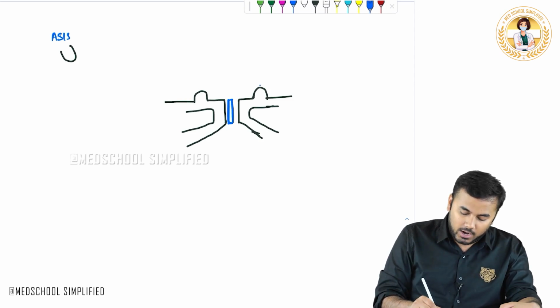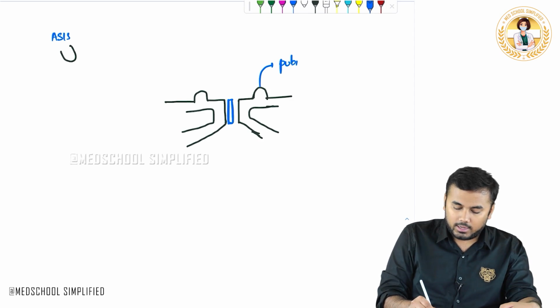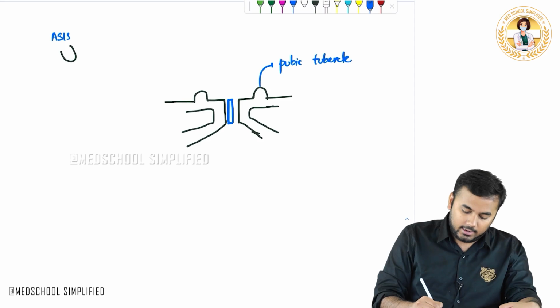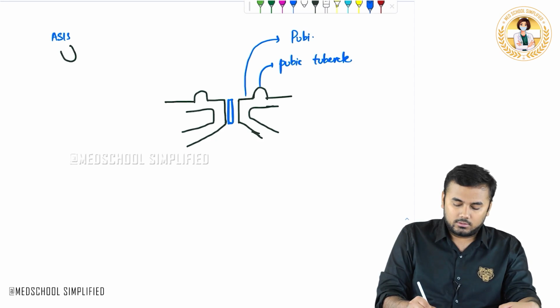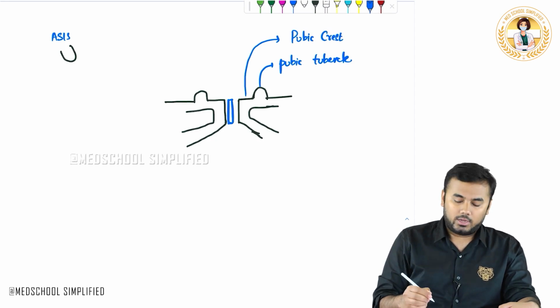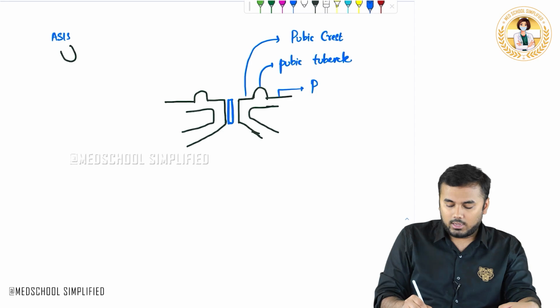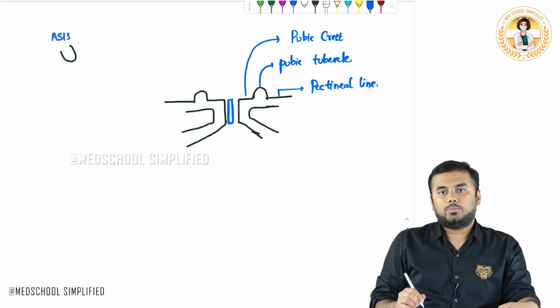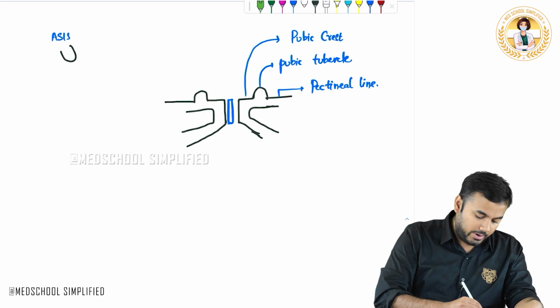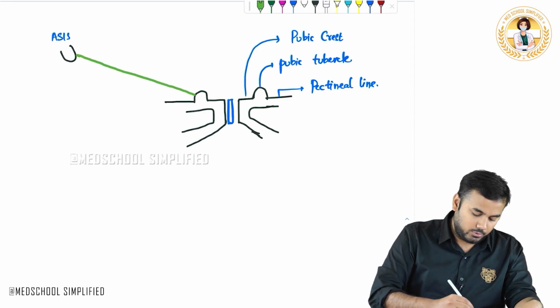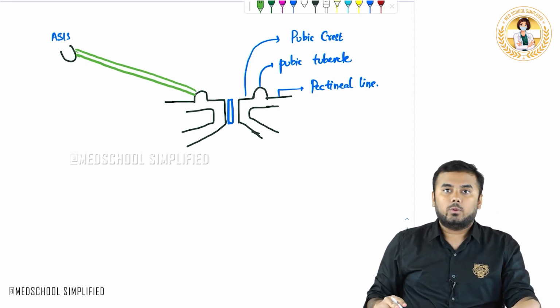This part which you can see here is called the pubic tubercle. The part which is more in front of it is called the pubic crest. And finally this part over here is called the pectineal line. Now I'm drawing a ligament which extends all the way from the anterior superior iliac spine to the pubic tubercle here. This is called your inguinal ligament.